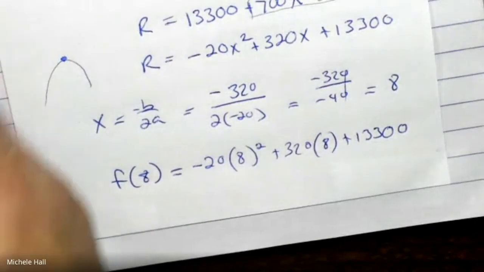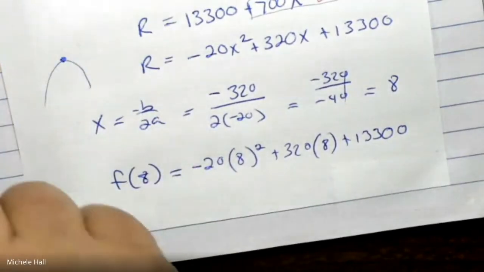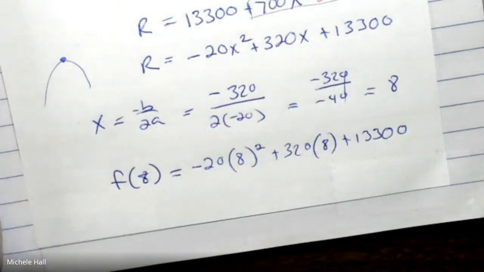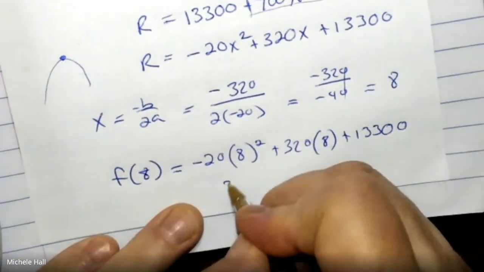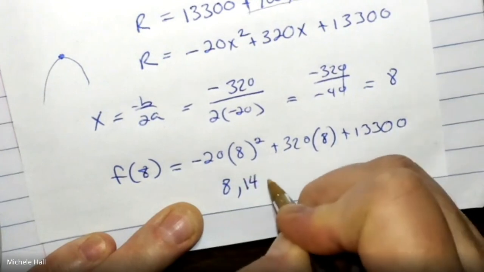So I would just punch this in my calculator. I've got negative 20 parentheses 8 squared, and then plus 320 parentheses 8, times 8, plus 13,300 equals. So when x is 8, I found that y was 14,580.